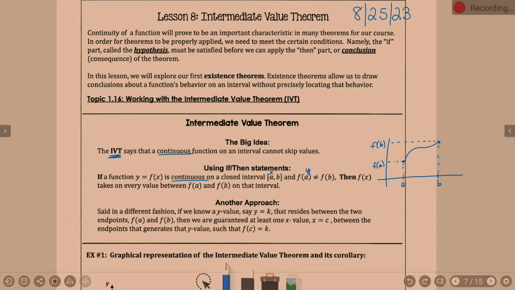Not down there in that little area, like under A? No, because it says between f of a and f of b, so that's from here to here. It doesn't mean anything about above or below those y values. So the f of a and the f of b are both y values, and a and b are both x values. Correct.